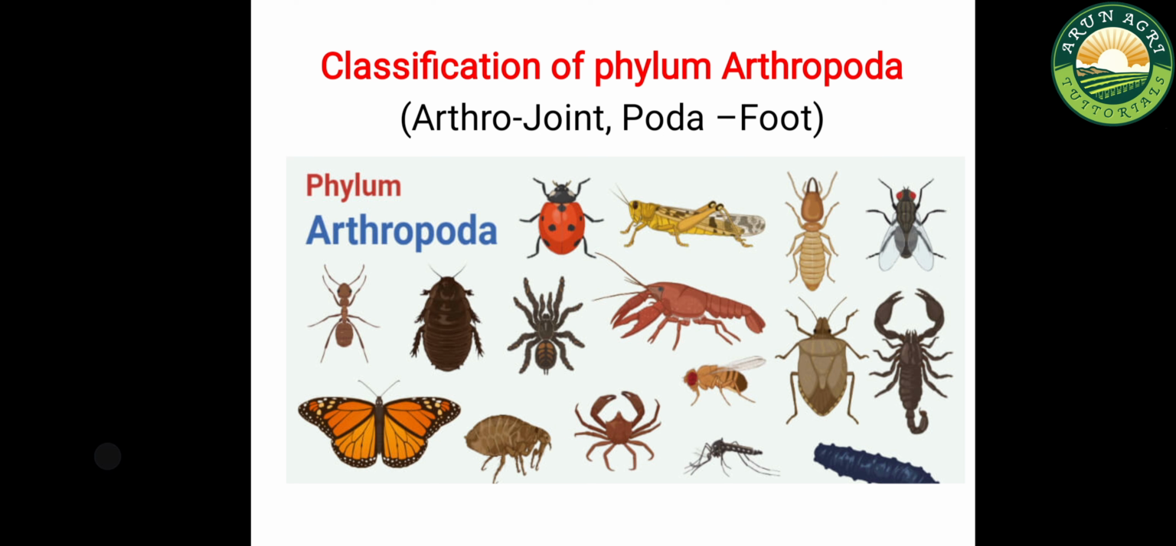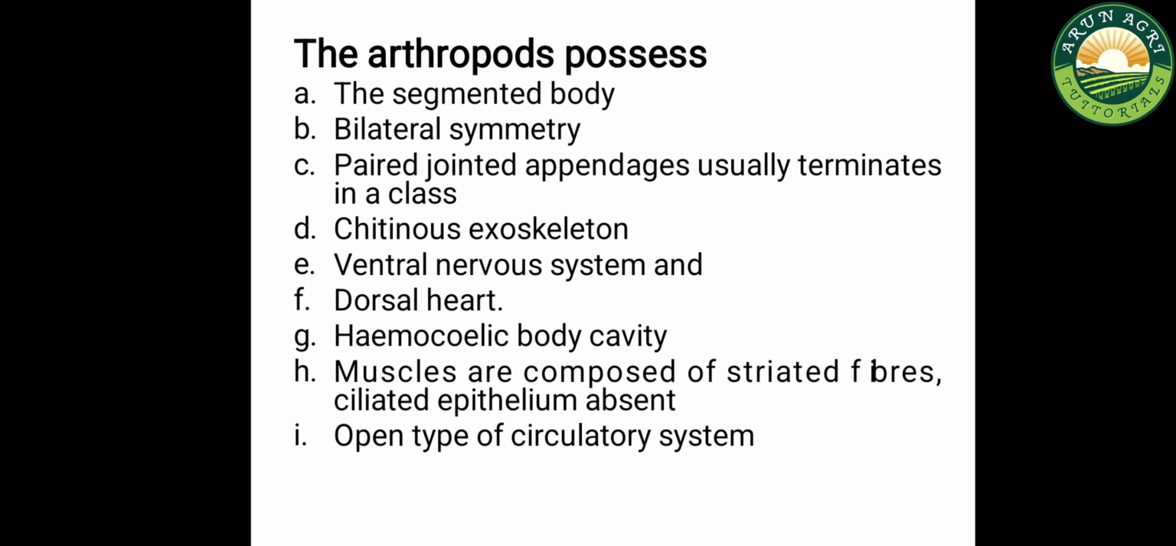Today I would like to discuss the classification of the phylum Arthropoda. You know that this word Arthropoda is derived from two words: arthro means joint, poda means foot or leg. Arthropoda are organisms belonging to the phylum Arthropoda, which is the biggest phylum in the whole animal kingdom, and possess different characters.